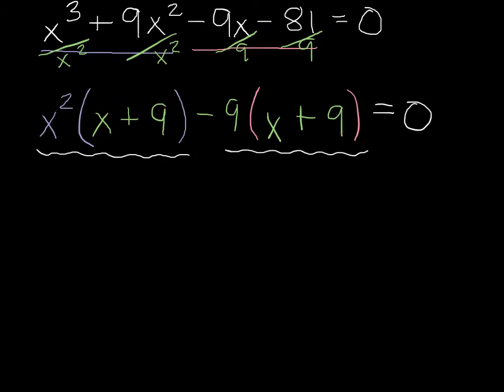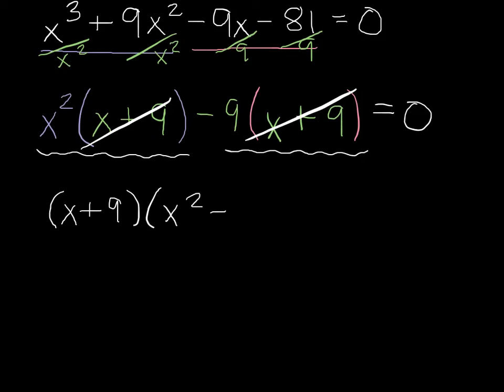So we're going to factor that out, just like we would factor out a regular GCF. They both share an x plus 9. But then after we take away the x plus 9, we've got to look at what's left over. You'll notice we have an x squared and a negative 9 left over. So that's going to go inside my parentheses, x squared minus 9. The whole thing still equals 0.